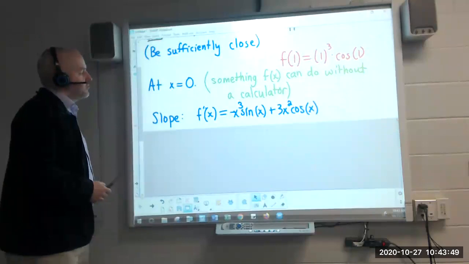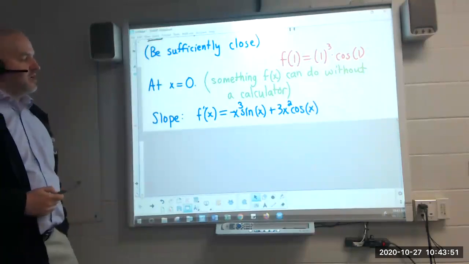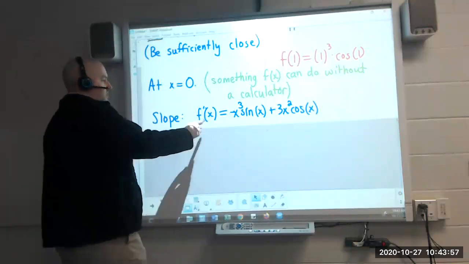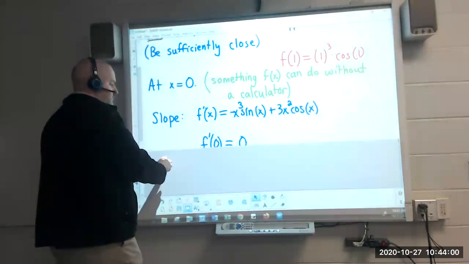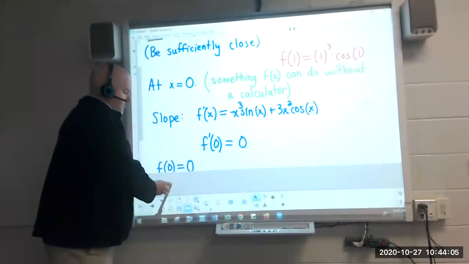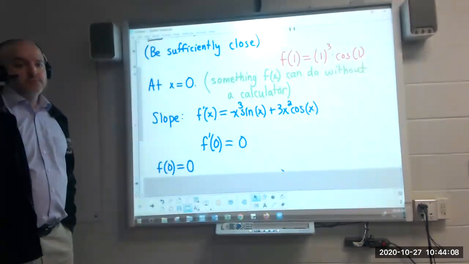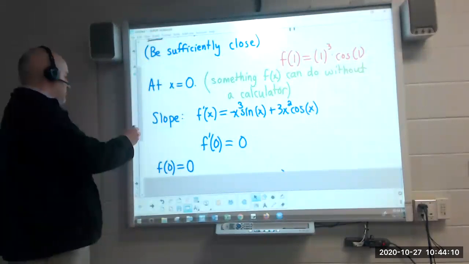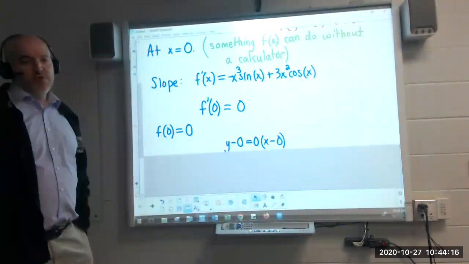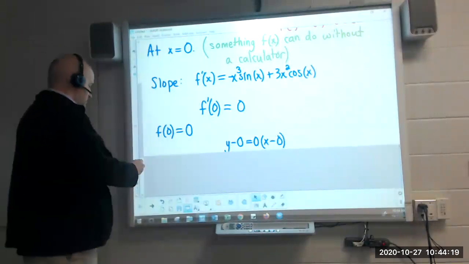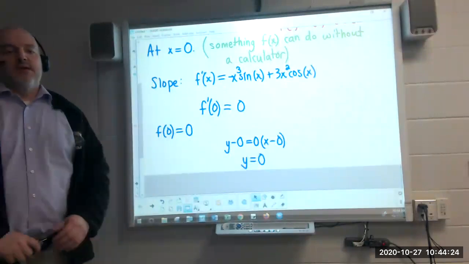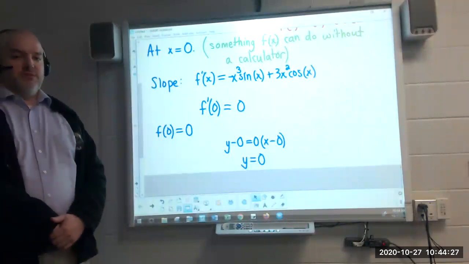Anyway, using the product rule, the derivative of cosine is negative sine. The derivative of x cubed is 3x squared. I switch them up, I get that. So I can get my slope at 0 from that. And that means I just need a point. Well, if x equals 0, if I substitute that into the function, I get 0. So when I write the equation of my tangent line, I get y minus 0 equals 0 times the quantity of x minus 0, or y equals 0. That's my tangent line at 0 that I'm using to approximate the value at 1.